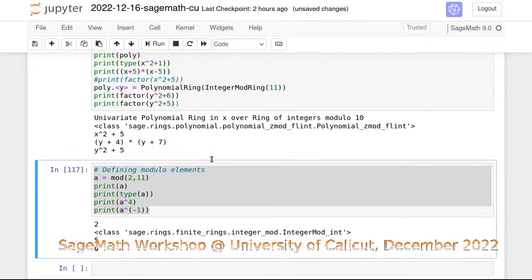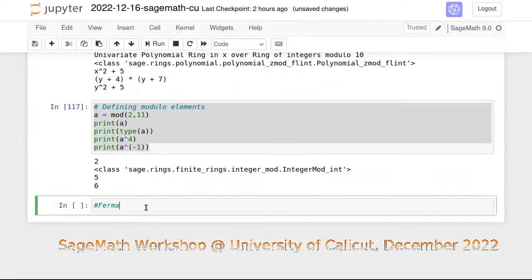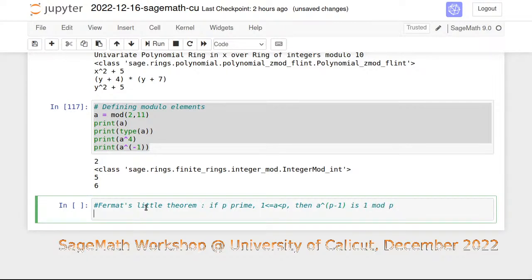Suppose that we want to verify Fermat's little theorem. If A is between 1 and P, if P is prime, 1 less than or equal to A less than P, then A to the power P minus 1 is 1 mod P. That's what Fermat's little theorem says.